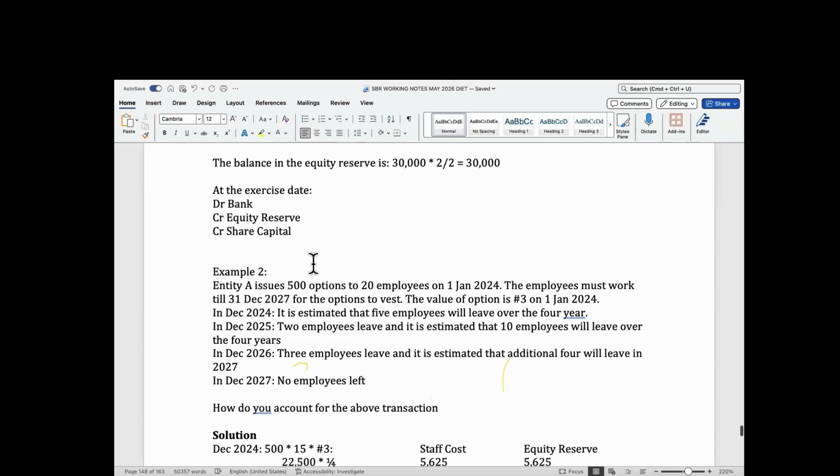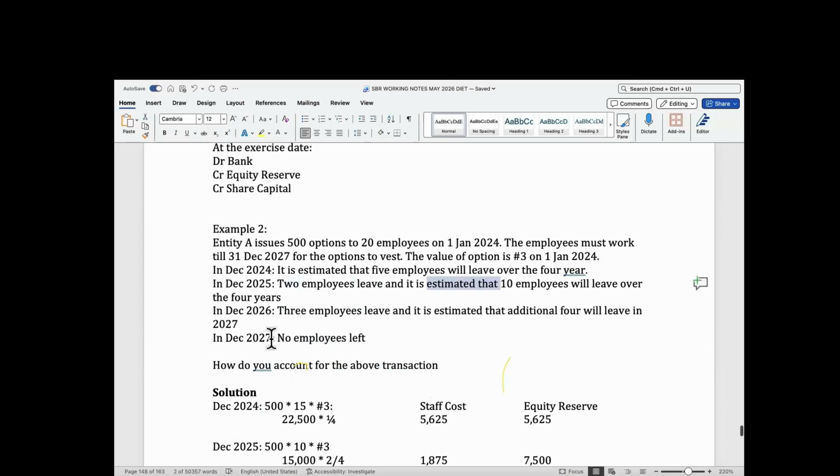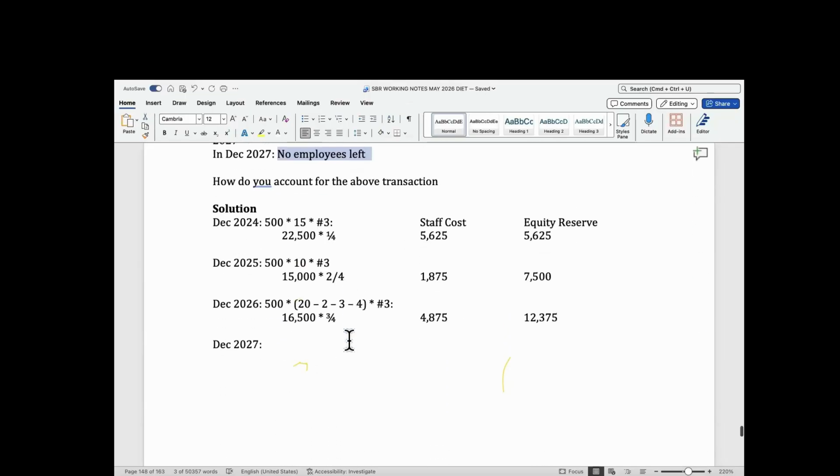15 is the right answer because the people that actually left over the 4 years are five: two in 2025 and three in 2026. Nobody left in 2024. All these other ones are just estimates. So estimate cannot apply. In 2027, which is the vesting date, you will actually know who left over the period, unlike the previous years where you are still estimating. But now we would know.